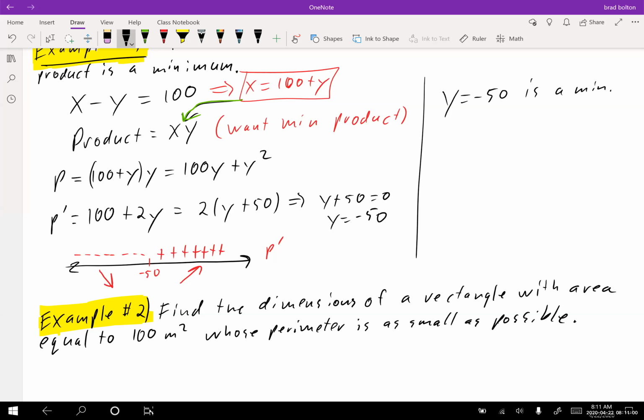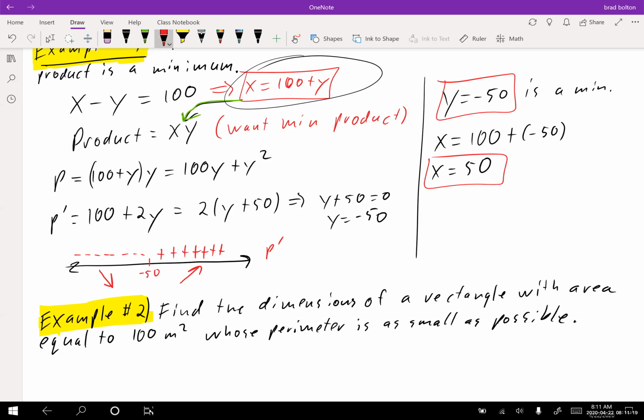Now what we need to do is find x, and we know x is equal to, we solved it right here, right? x is equal to 100 plus y, but y is negative 50. So then x equals 50. So we now know that x equals 50 and y equals negative 50.